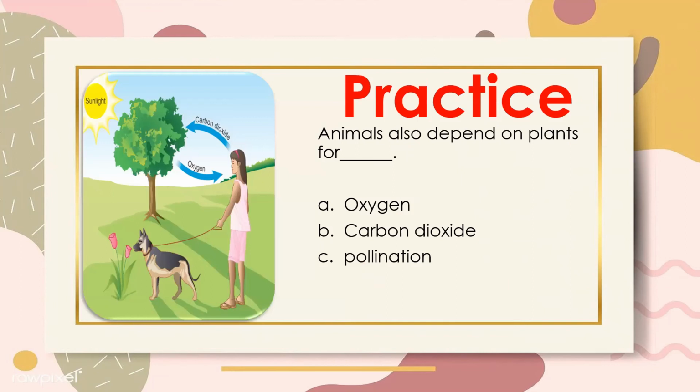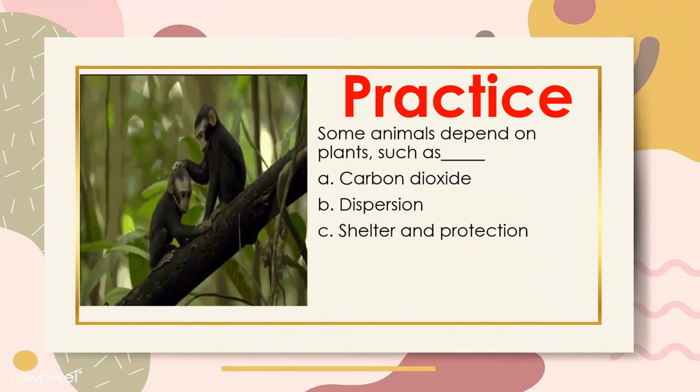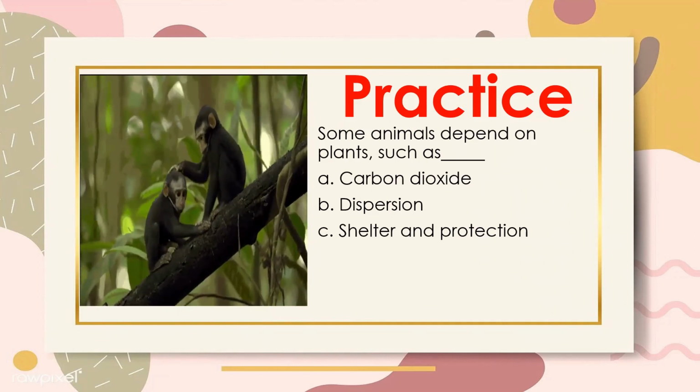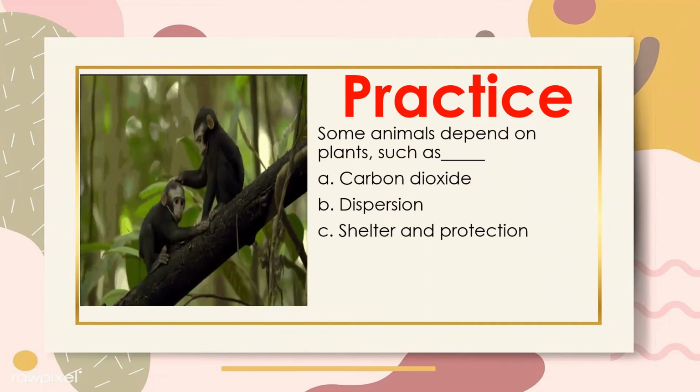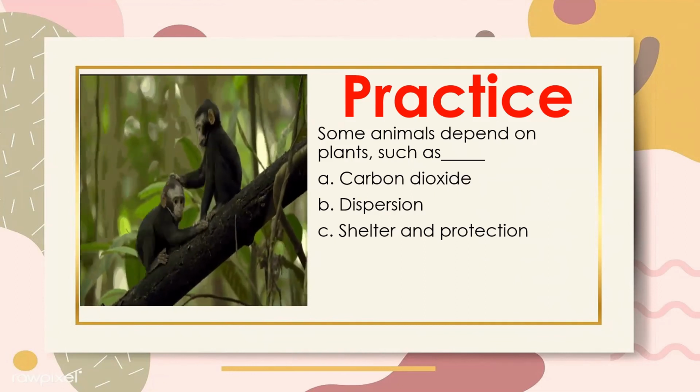I have here a practice for you. Choose A, B, or C. Animals also depend on plants for. Look at the picture. What is your answer? Oxygen. Very good. Animals also depend on plants for oxygen. Next, look at the picture. Some animals depend on plants such as, what is your answer? Letter C, shelter and protection.